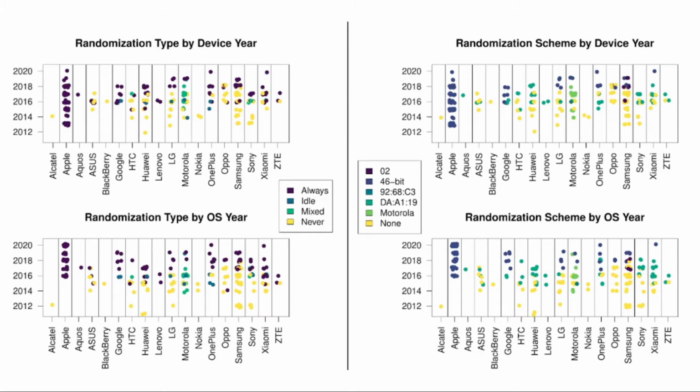On the left, you can see the emerging improvement towards always randomizing with a couple of stragglers maybe in 2019. But if you go back to 2018, 2017, devices released then, you see all sorts of mixed weird behavior. We're getting towards consistent randomization for all devices, but not quite there yet. Maybe now in 2021.